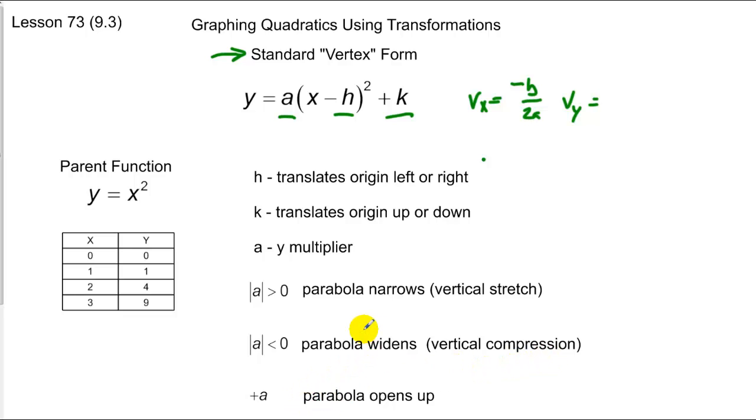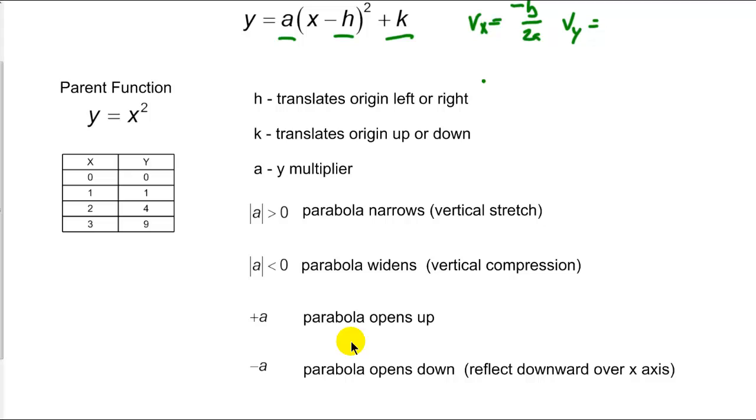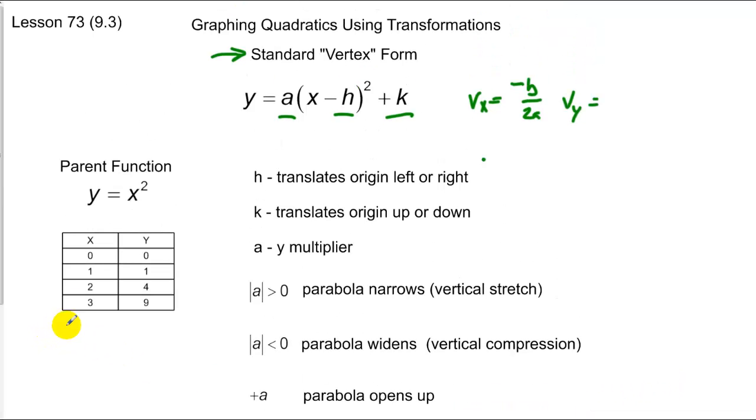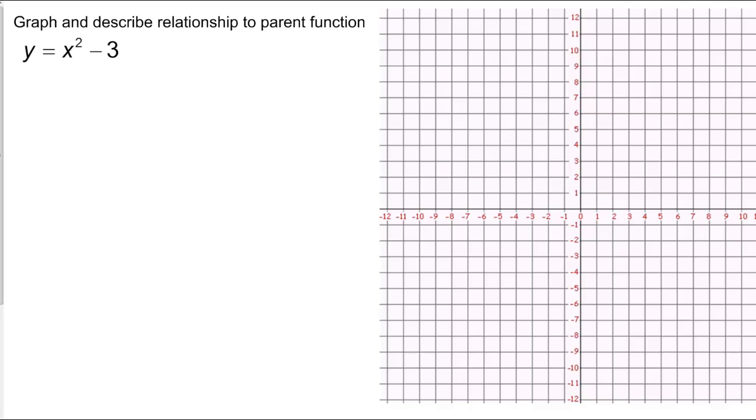And finally, when A is positive, the parabola is going to open up. When A is negative, the parabola opens down. We also say that it reflects over the x-axis. And our parent function, once again, is y equals x squared: 0, 0, 1, 1, 2, 4, and 3, 9 as our general pattern for that. So let's go ahead and graph some of these functions using the idea of these transformations. And we'll identify things as we go along.